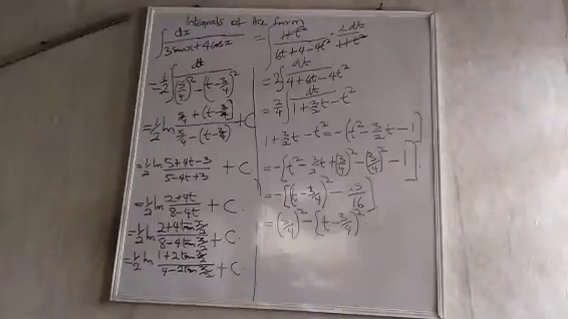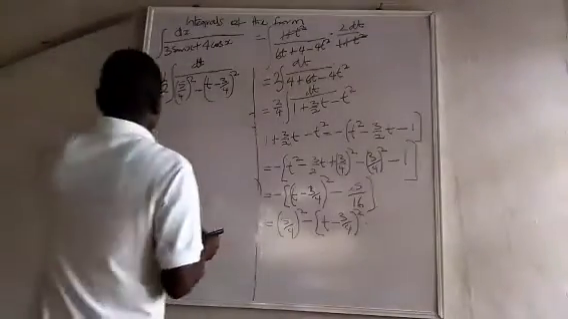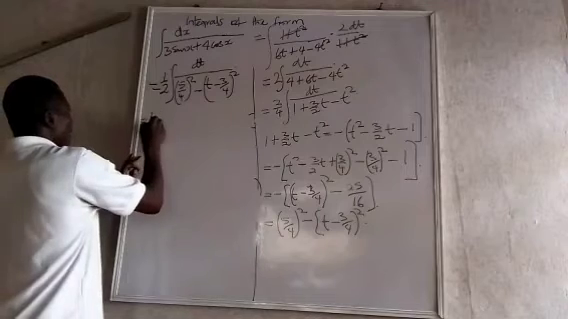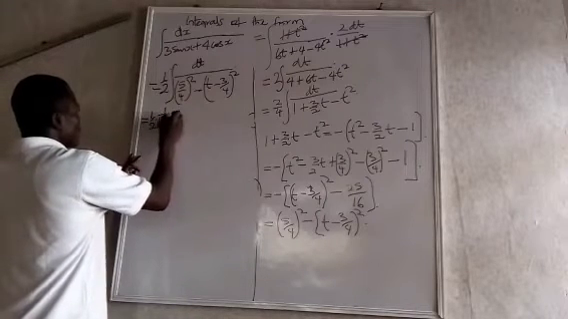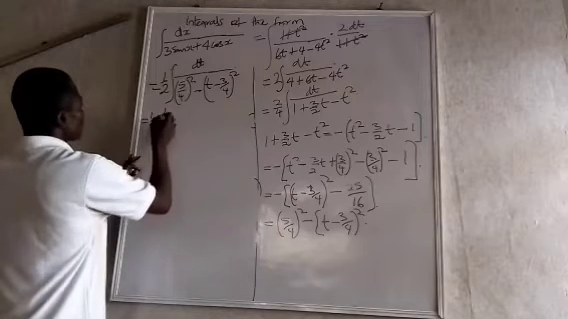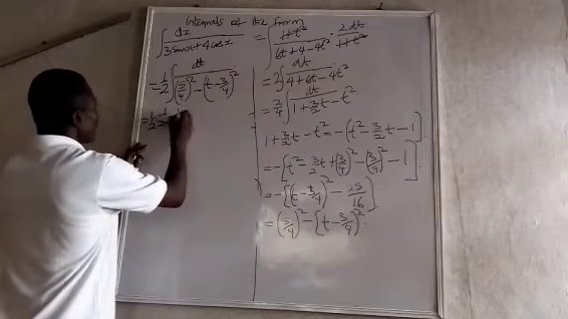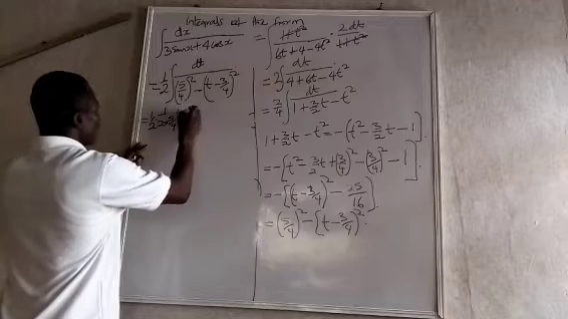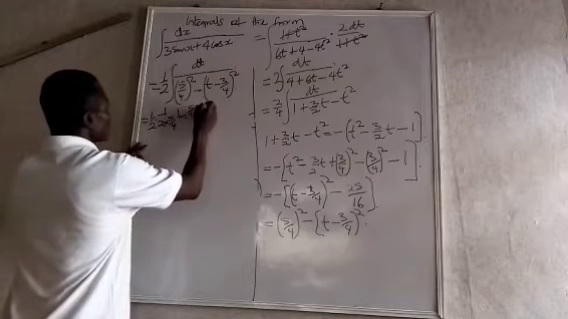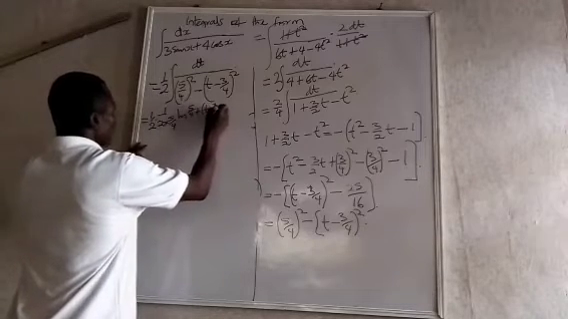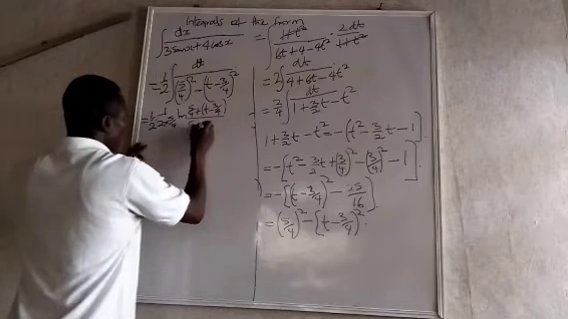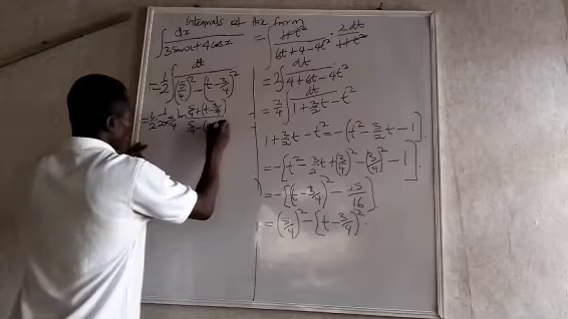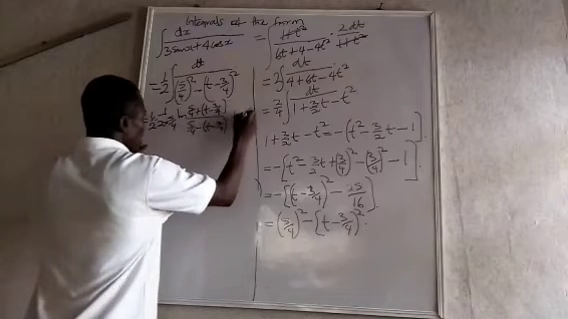So that's the answer. So the answer will now be half, 1 over 2 times 5 over 4, ln 5 over 4 plus t minus 3 over 4 over 5 over 4 minus t minus 3 over 4 plus t.